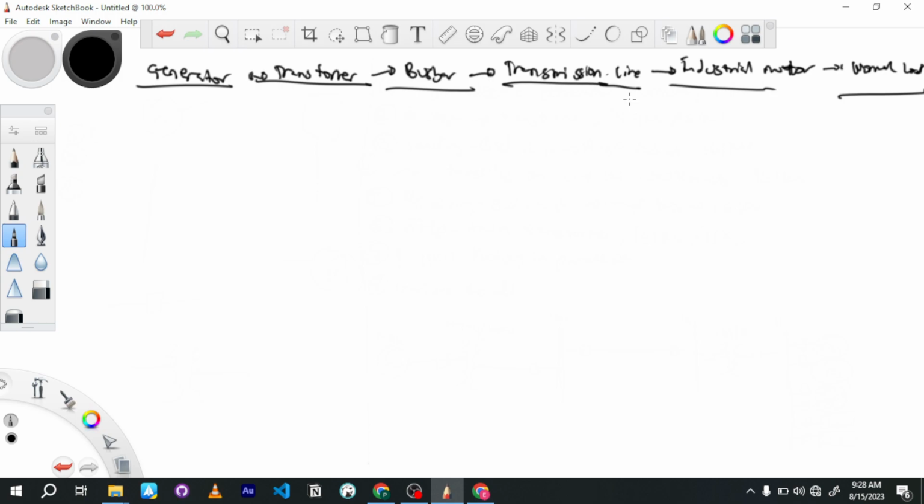So differential protection. We have differential protection, and then finally we have frame earth protection. What is differential? What is frame earth? Right. So how differential protection works is very simple.